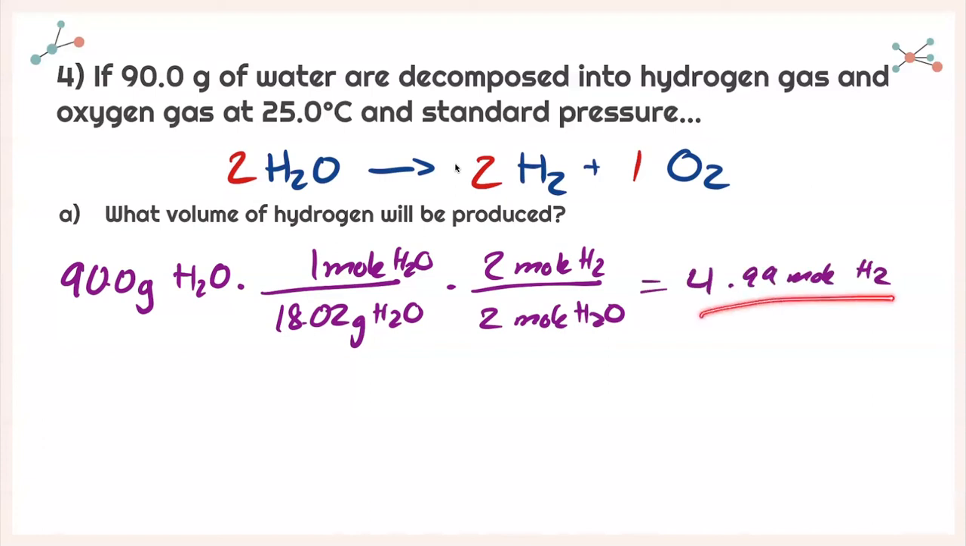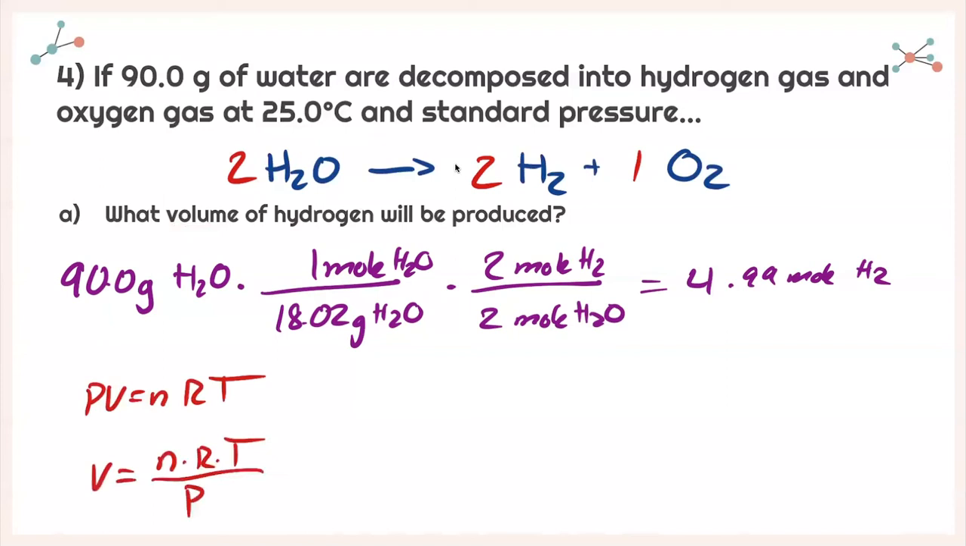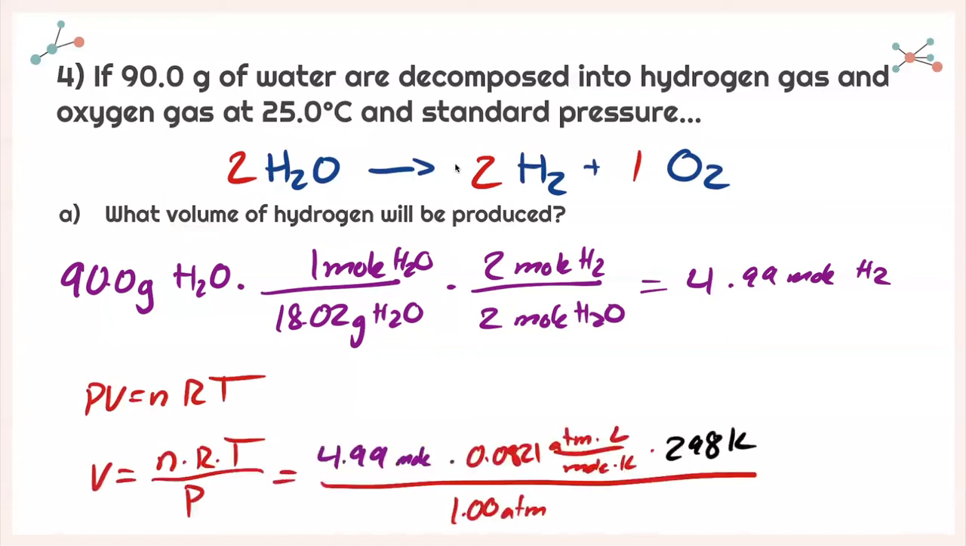I have moles, I know my pressure, and my temperature, I've got to change it to Kelvin first. I can solve for my volume. Using my ideal gas law and just rearranging it a little, I can plug in all of the values that I have already. 4.99 moles of hydrogen gas. I'm going to use 0.0821 since we're at standard pressure, which is in atmospheres. And I just converted 25 degrees Celsius into Kelvin. Plugging all of that into my calculator, I get 122 liters.